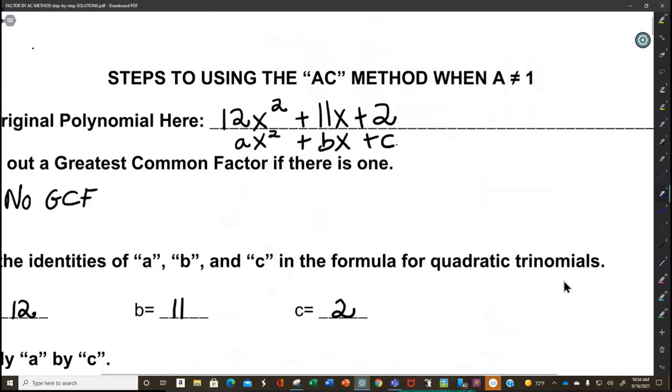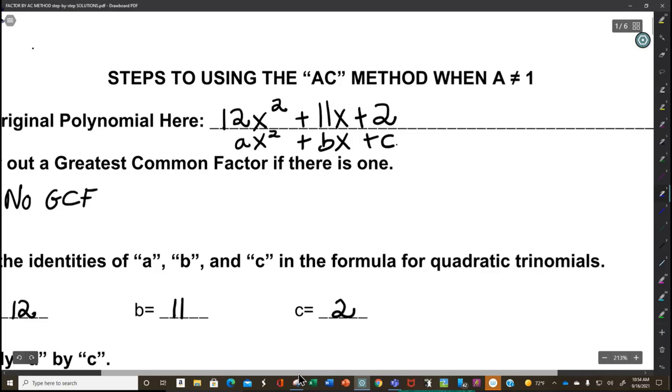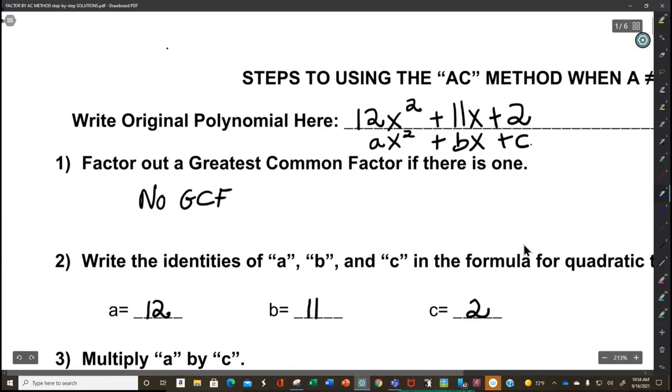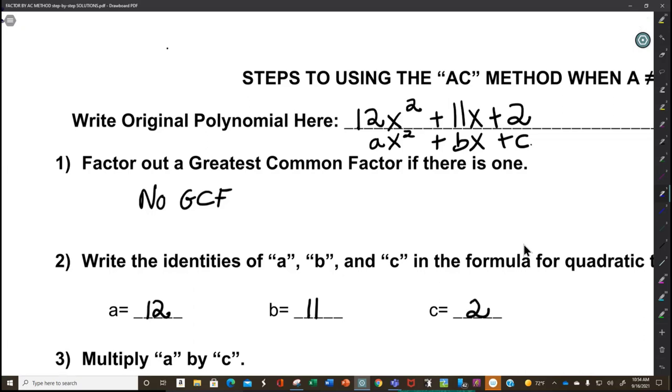The reason we're using the AC method today, and the only reason we're using the AC method, is that we have a quadratic trinomial, and A, the first number there, is not 1. If it were 1, we would have a very easy method to use, but it's not 1. So now we switch to a method called the AC method. The first step is always the same for everything you're factoring. I already said that, I'm saying it again. You always check the whole expression to see if there's a GCF in all of the terms, and there wasn't.